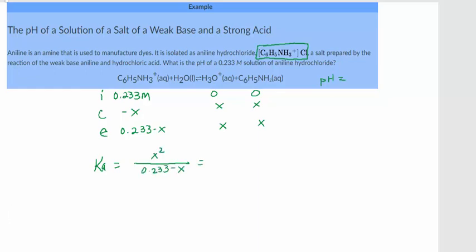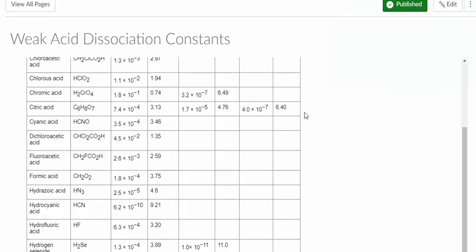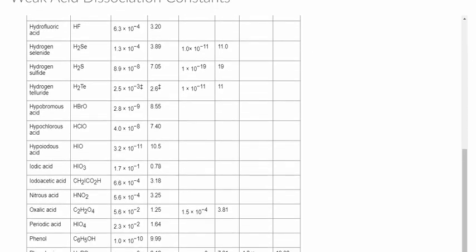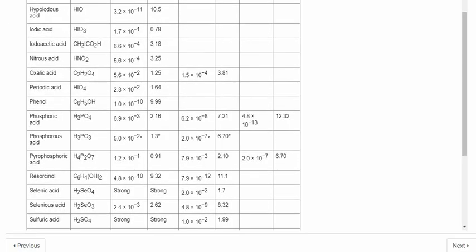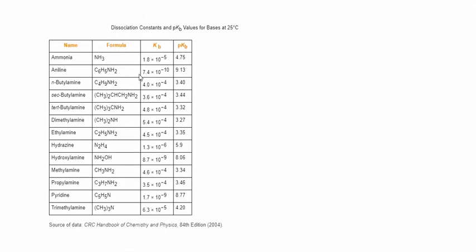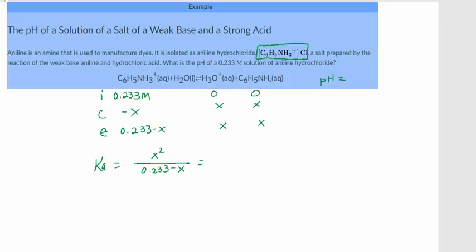Now I don't have an aniline hydrochloride or an aniline weak acid dissociation constant in my table. So I'm going to need to go to the base table in order to find the Kb, and then I'll have to calculate that Ka. So the Kb is 7.4 times 10 to the negative 10. Remember the relationship that the Ka is going to be equal to Kw over Kb.